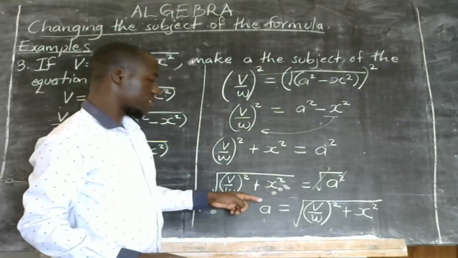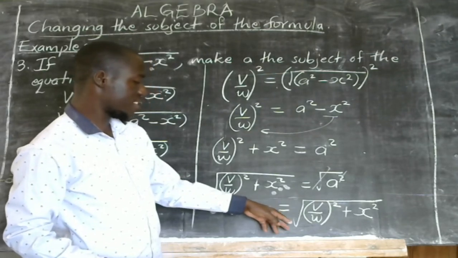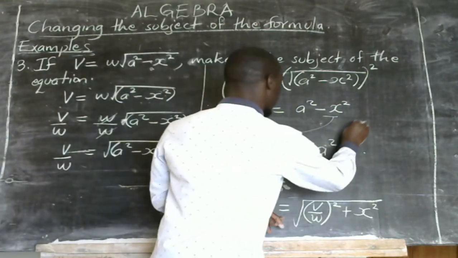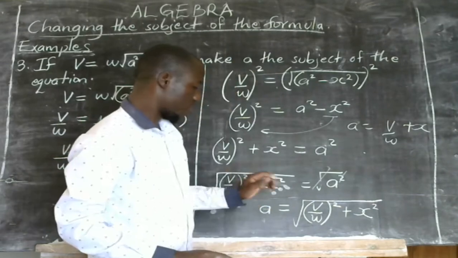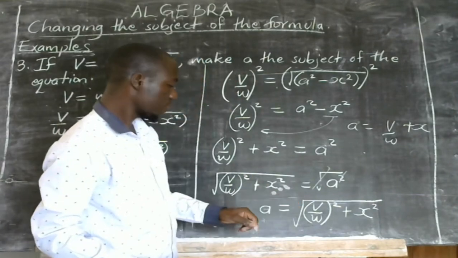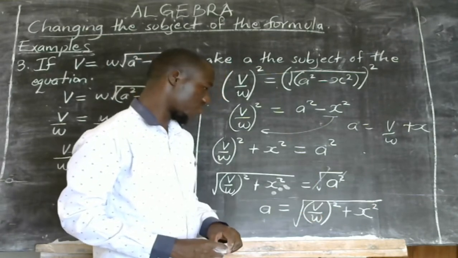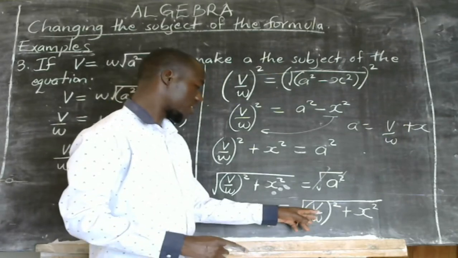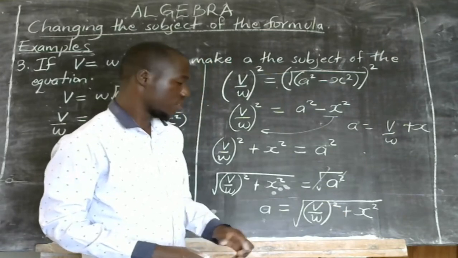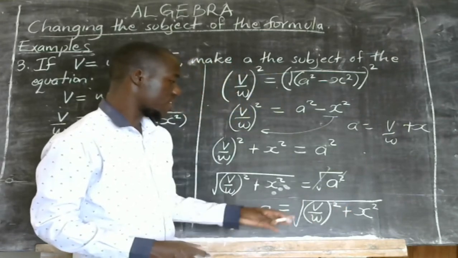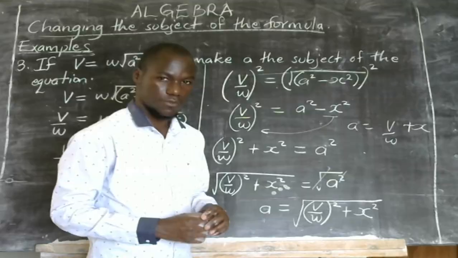Then some students can go on to say that a is equal to v all over w, then plus x, thinking that the square root killed the square which was here and also killed the square which was there. That one is wrong. Mathematics, please. Whatever is inside the square root is still being managed by the operation of addition. So you need to first add those two things, then you take the square root of everything which is under the root.